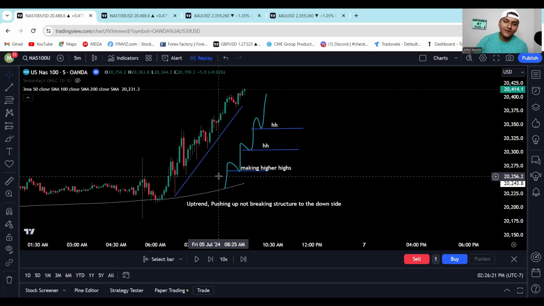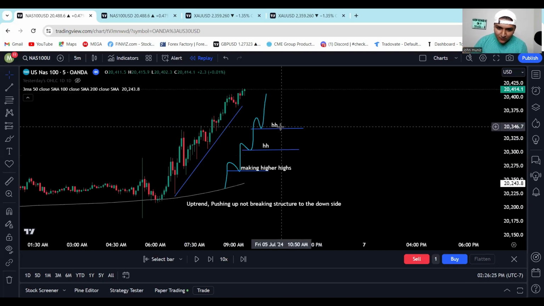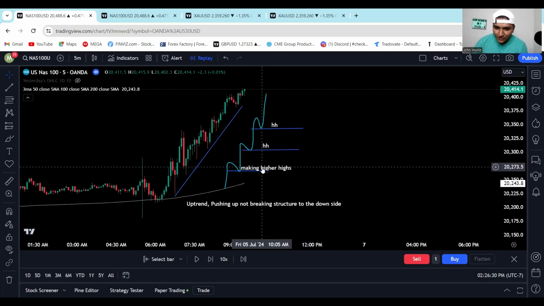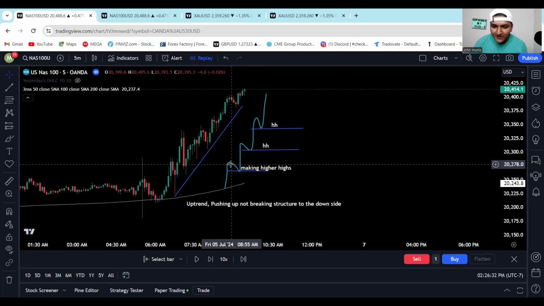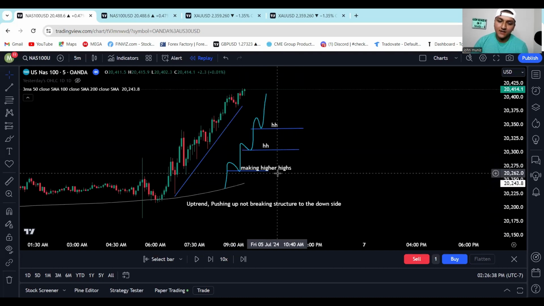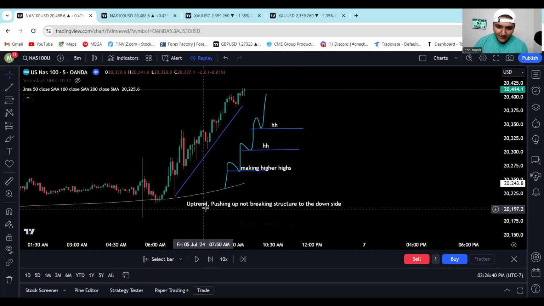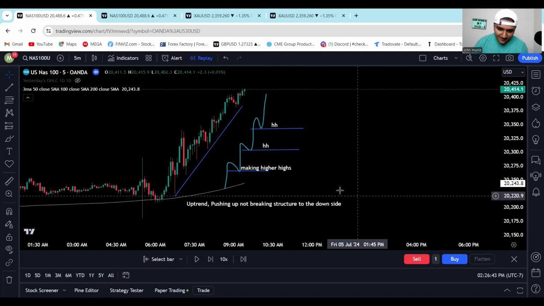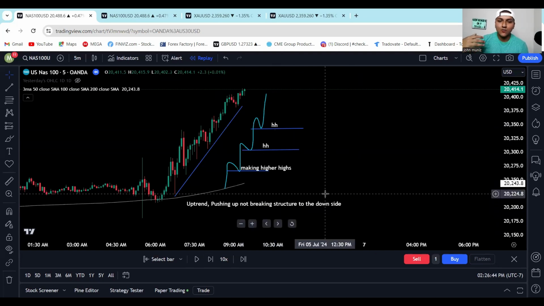What does a higher high mean? As you can see, I have these lines where the HH, higher high, is structure. We're not coming down to break the structure. We're continuously on an uptrend making higher highs. We're just continuing up in this upward pattern. As you can see, uptrend pushing up, not breaking structure to the downside. So when you hear somebody say we're making higher highs, they're basically saying we're pushing up in the market, the buyers are in. We're not breaking down, we're not coming down to break structure, right? We're just continuing to make higher highs.